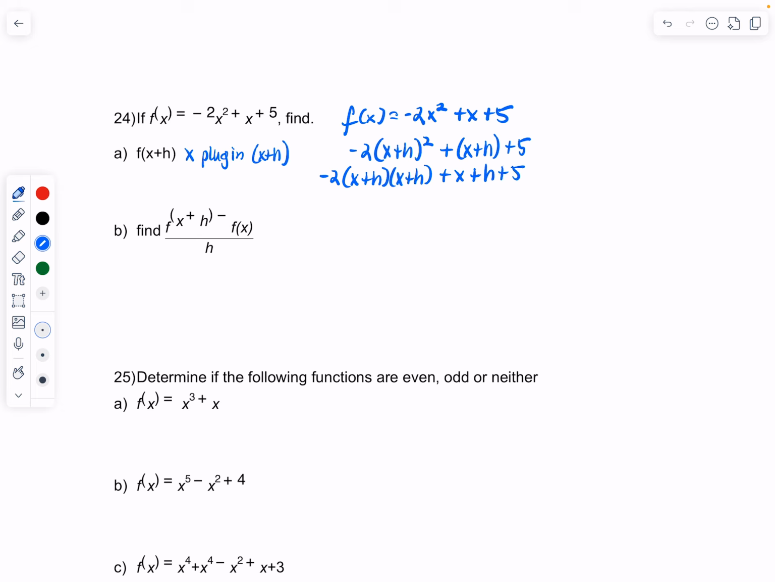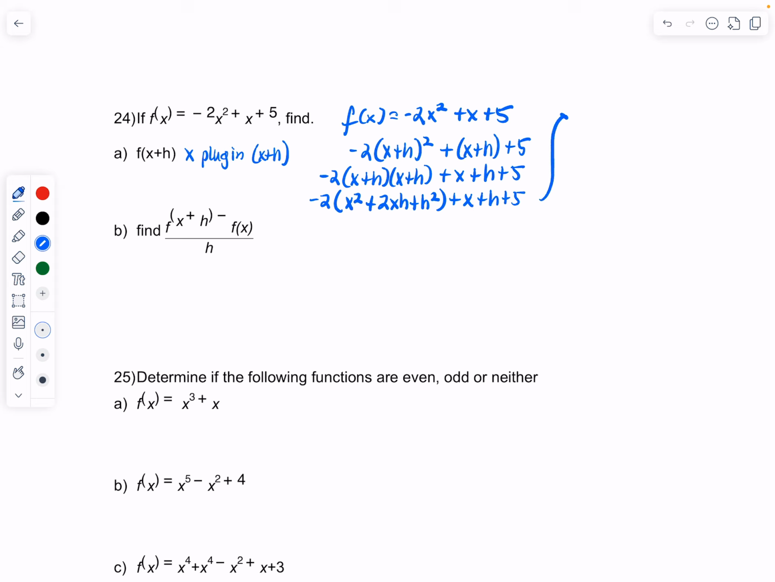Okay? So negative 2 times, now I'm distributing the x plus h times x plus h. X times x is x squared. Then I'm going to get x plus h, and I'm going to get another x plus h, so plus 2xh. And then h times h is h squared. Plus x plus h plus 5.